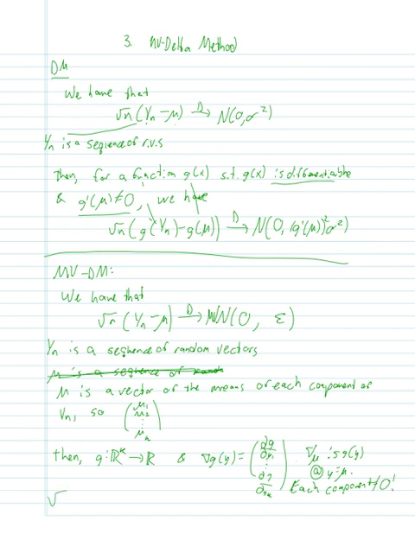Finally, we have that the square root of n of g of yn minus g of mu converges in distribution to a normal distribution with mean 0, and variance is the gradient of mu transpose times sigma times gradient of mu.